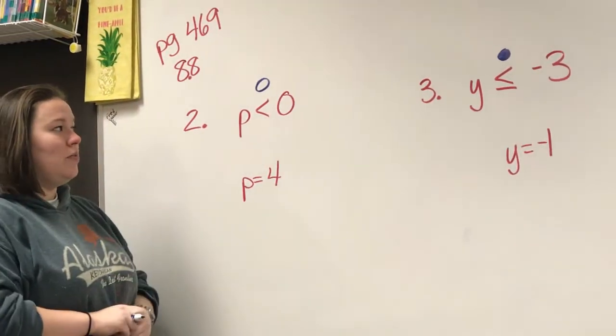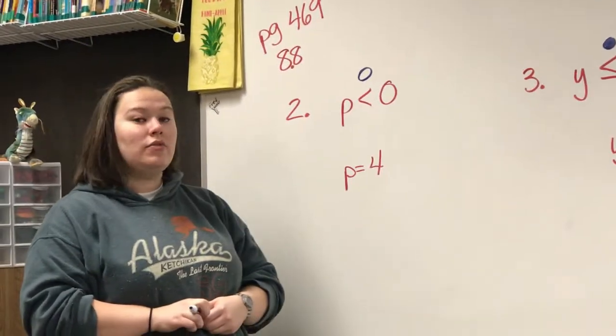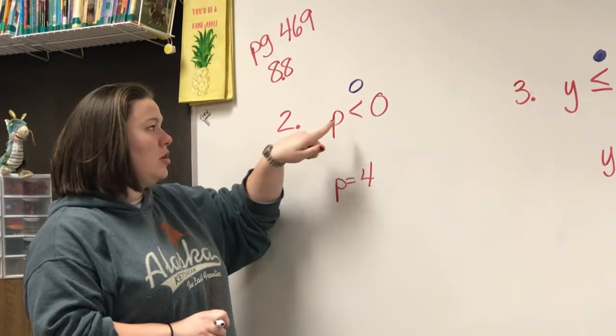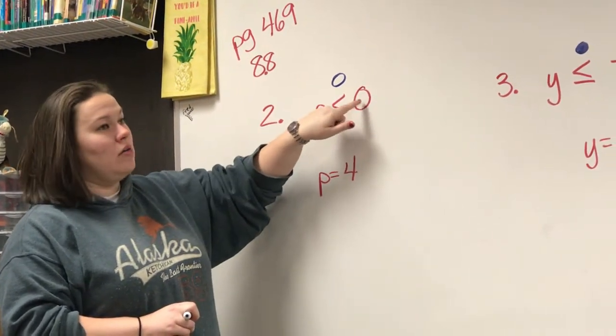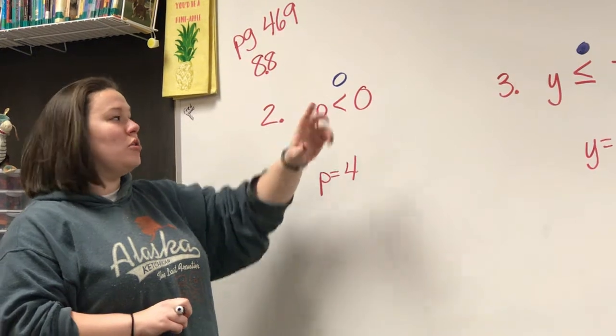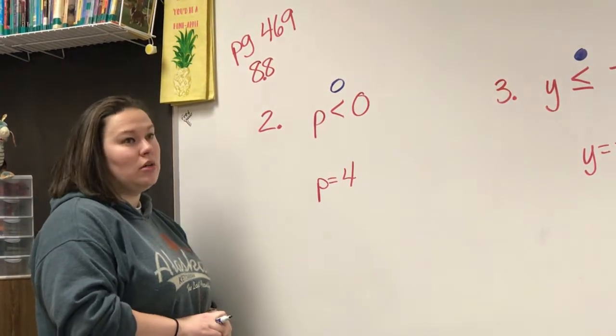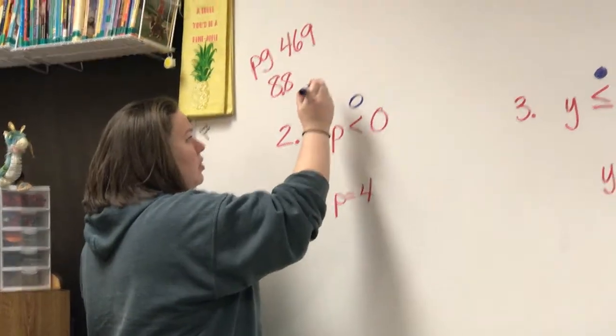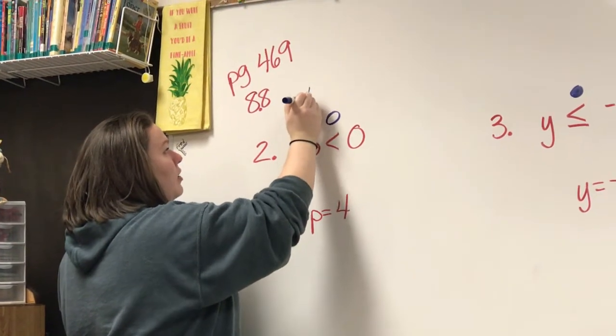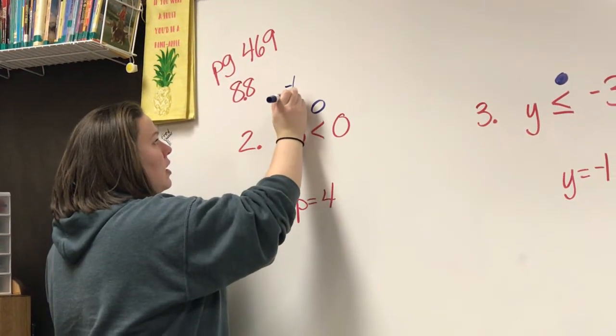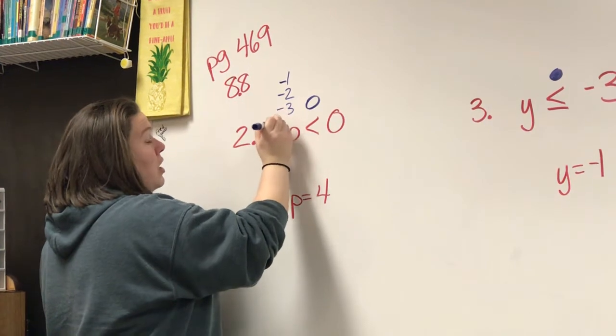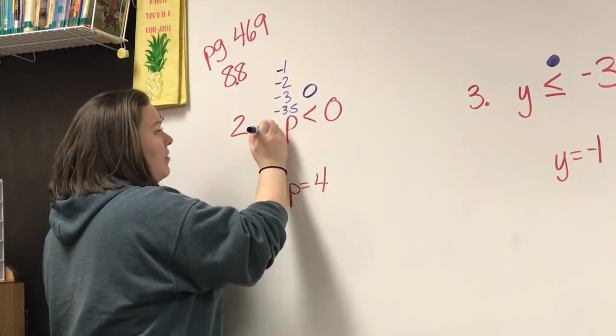Second thing you need to do, you need to ask yourself what kind of numbers make this true. So 0 is going to be the greatest number. So what is a number that's smaller than 0? And just list like 3 or 4 of them. -1 is smaller than 0, -2, -3, -3.5, -4.